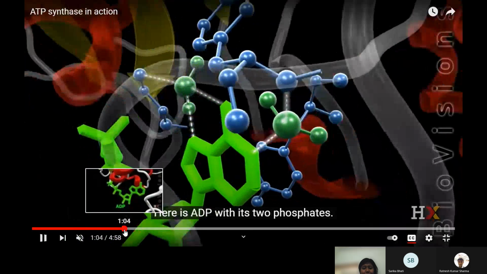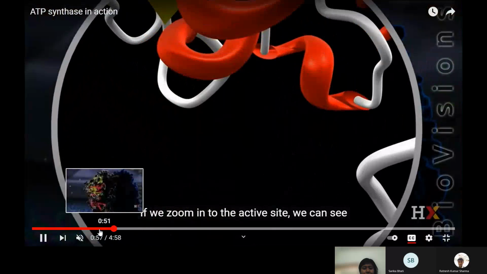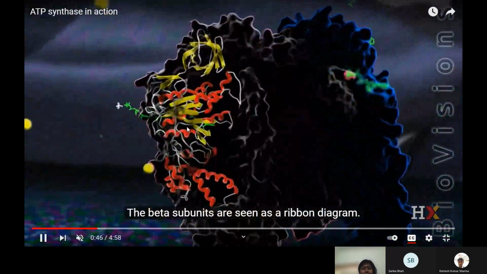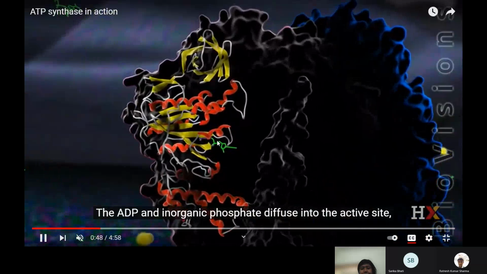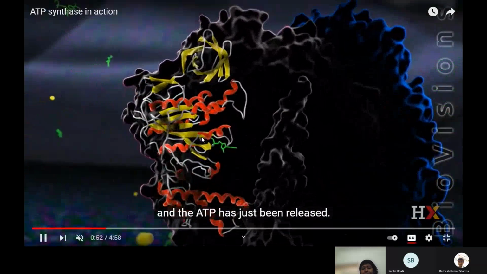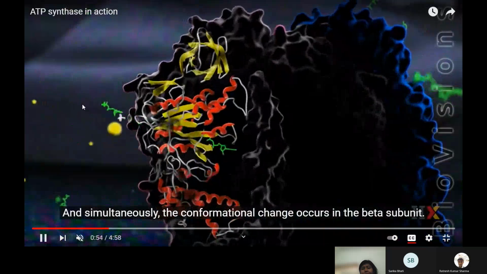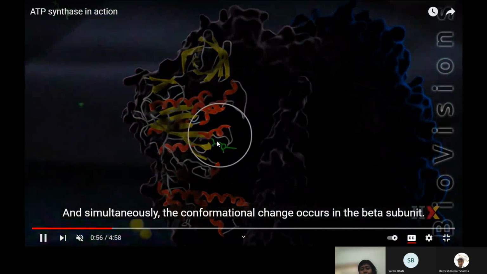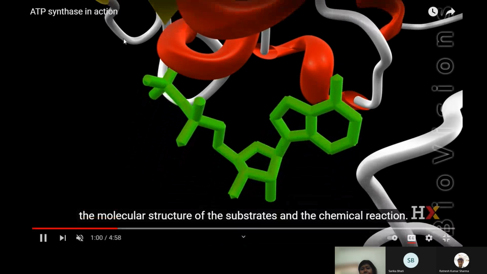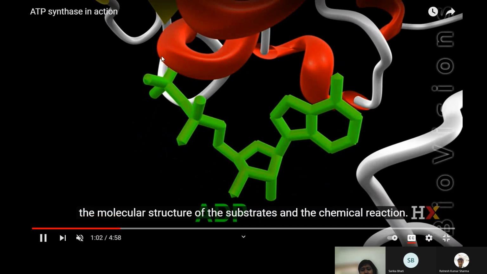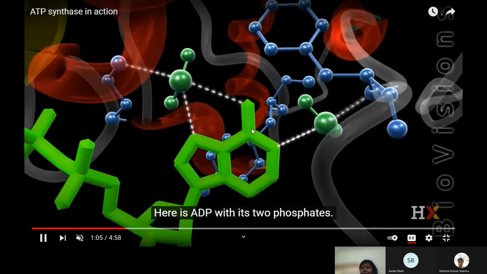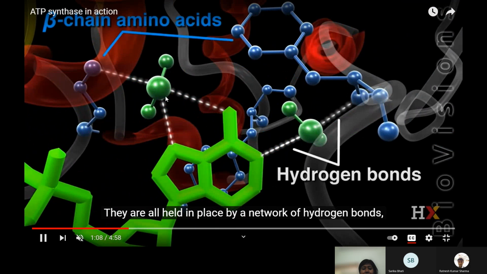Let's go back. So ये है beta subunit. इसके यहाँ पे आके ADP ने बाइंड किया हुआ है. It's binding to the phosphate and is released as ATP. So if you zoom in on this, you see all of these are polypeptide chains. So there are side chains here which will be stabilizing this ADP. So here you're looking at side chain interactions.